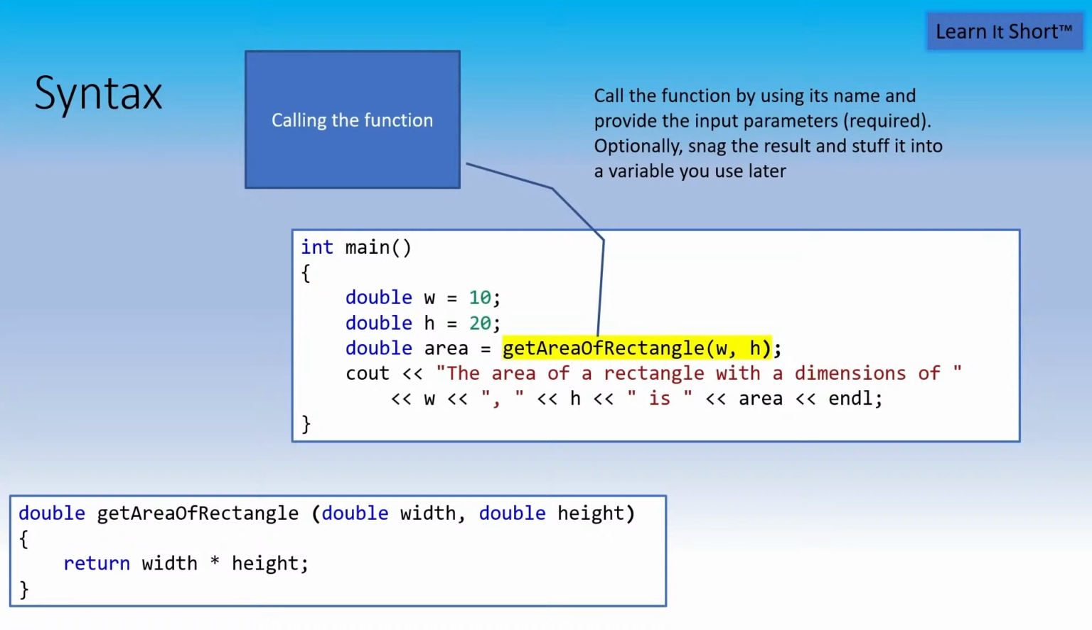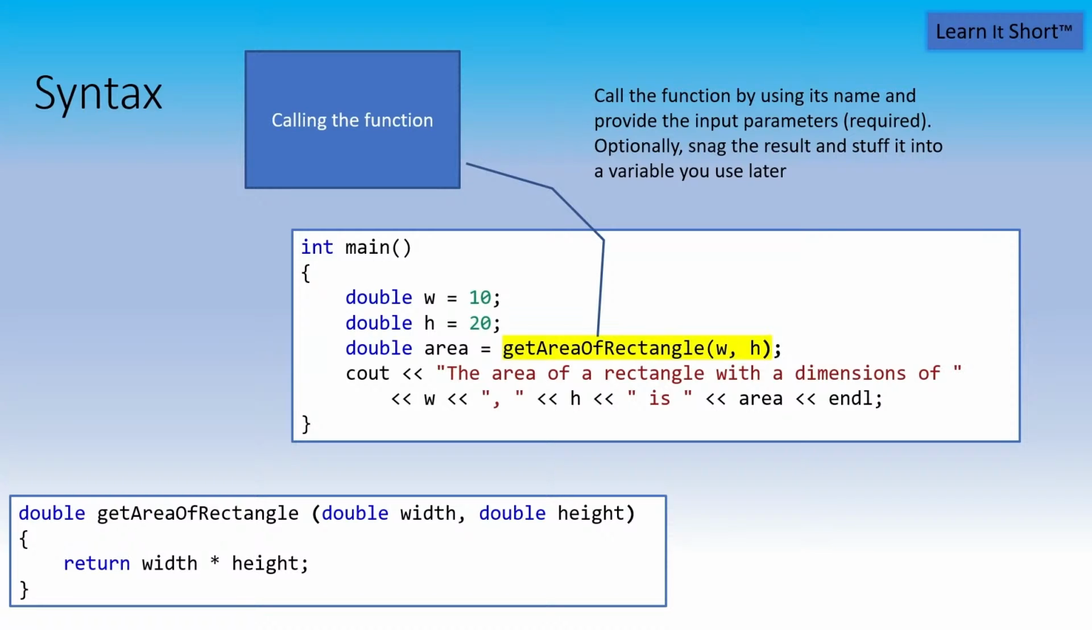When I call the function, I don't specify the data types of the parameters, and I don't specify that the function has a double return type. So syntactically, it's easy for me to tell the difference between calling the function, where actual values are being passed in, as opposed to the declaration of the function, where variable types are being specified.